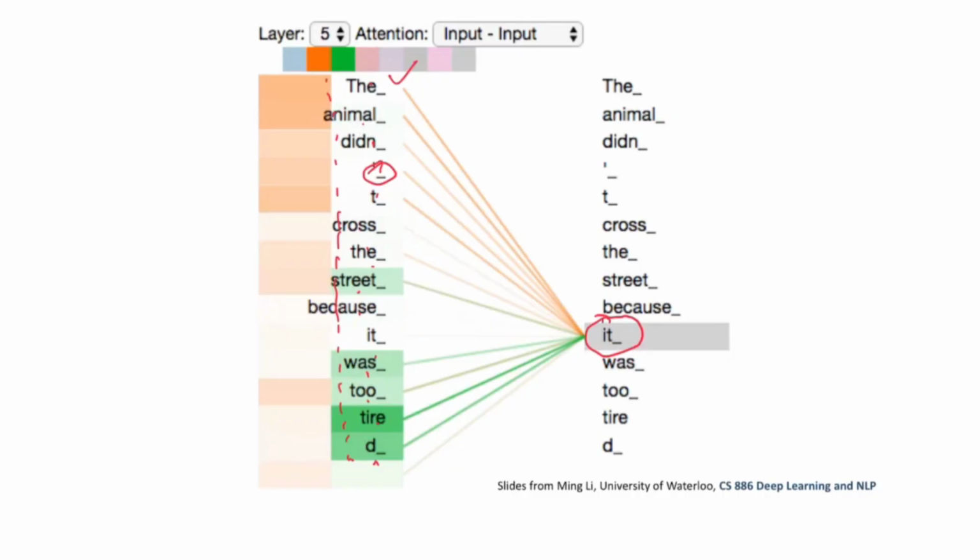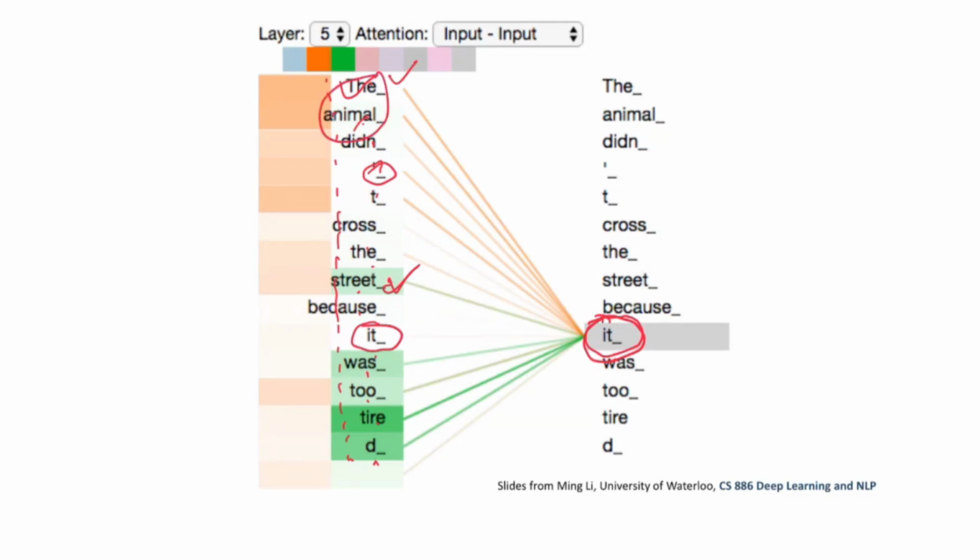So you can see here the "it". This "it" part is correlated with the animal part as well as the street part. Even for us, if I say, "The animal did not cross the street because it was too tired," you can easily say this "it" is referring to the animal.